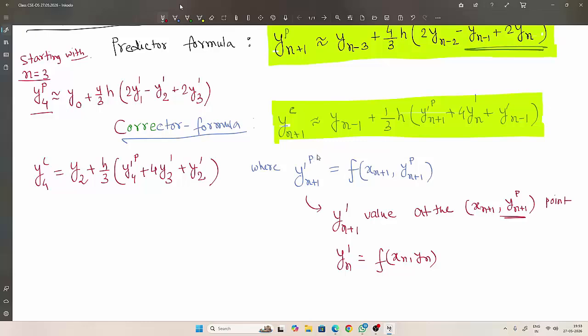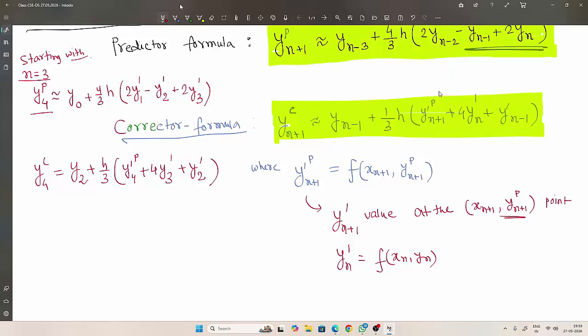Most of the books will not use this p or c notation. But the problem is, in that way, finally you will not understand which value should be taken where, what is the predicted value and what is the corrected value. So just to distinguish these two values, we are using p to denote the predicted and c to note that this is the corrected. So this has no effect except the notation. This is just the notation.